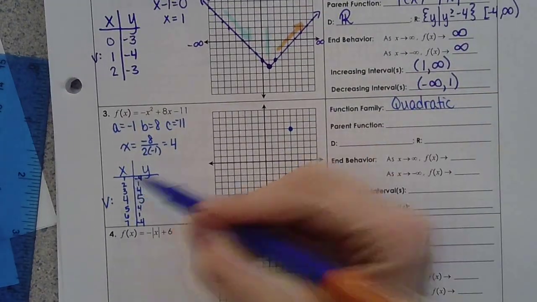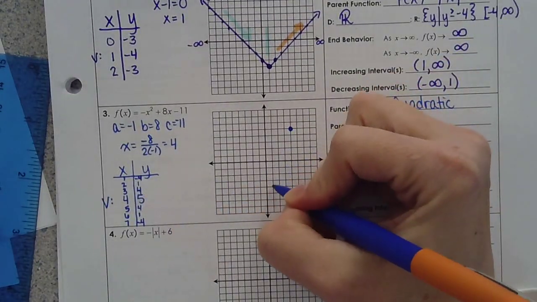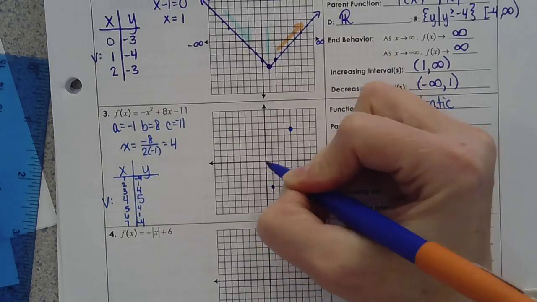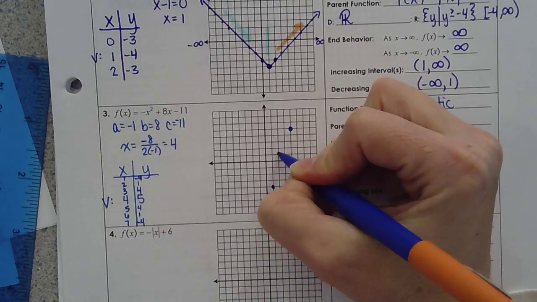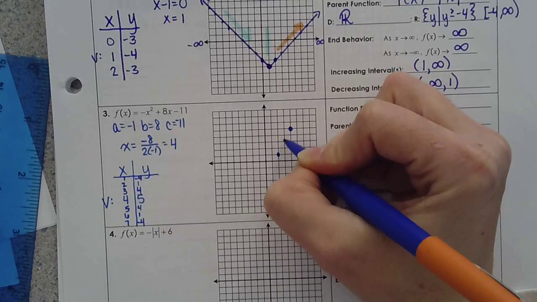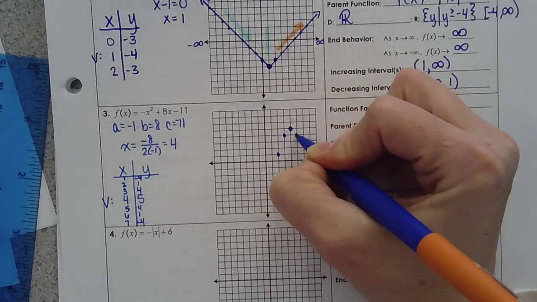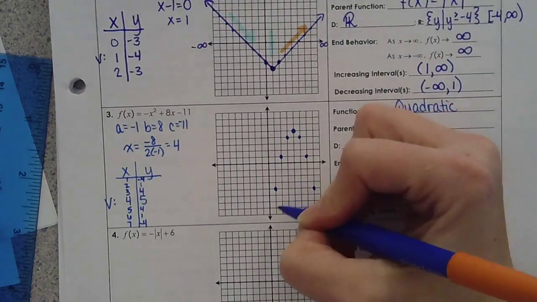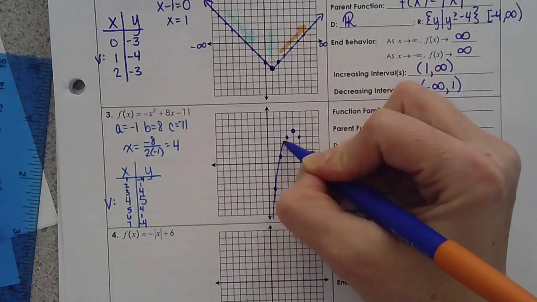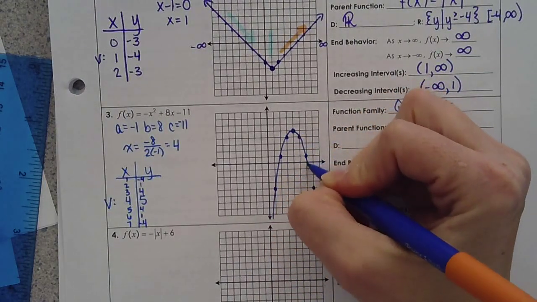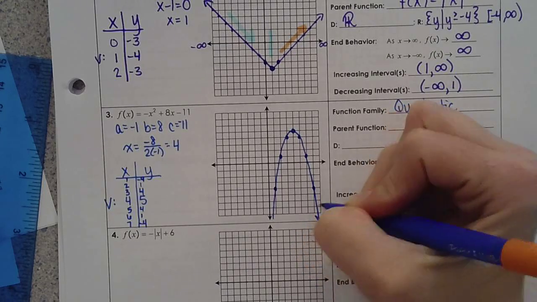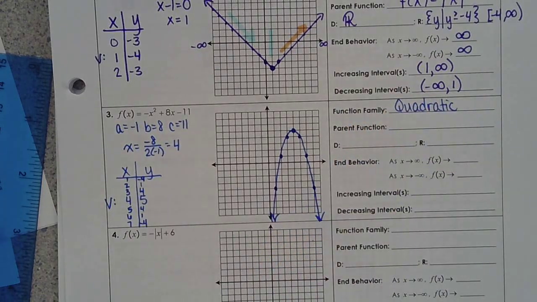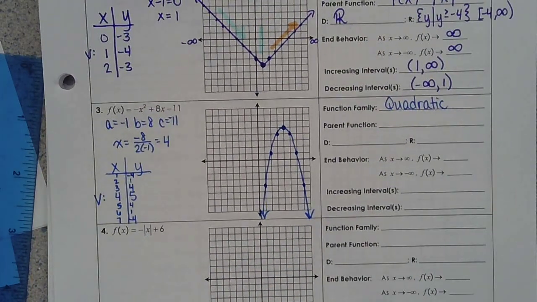And I'm just going to plot each one. 1, -4, 2, 1, 3, 4, and I see them reflecting, and I connect with a very obvious curve so that Mrs. Camino knows that this is a quadratic that I'm graphing and not an absolute value. All right, so we've got our quadratic function on our graph. Now we're going to analyze it.